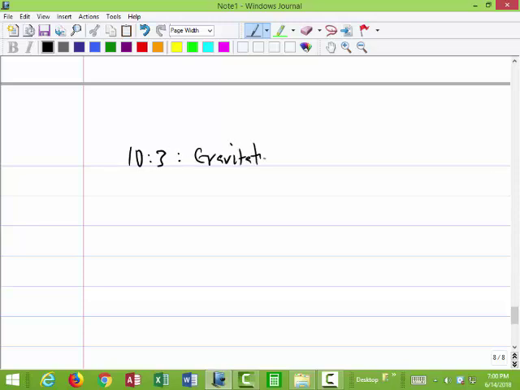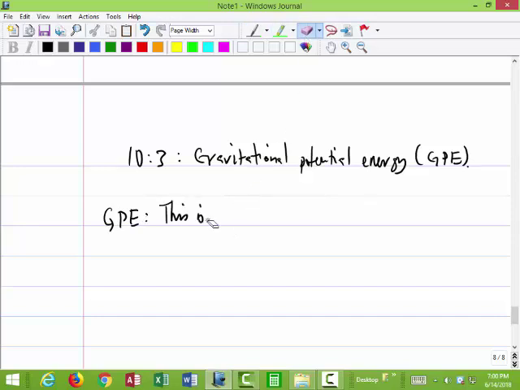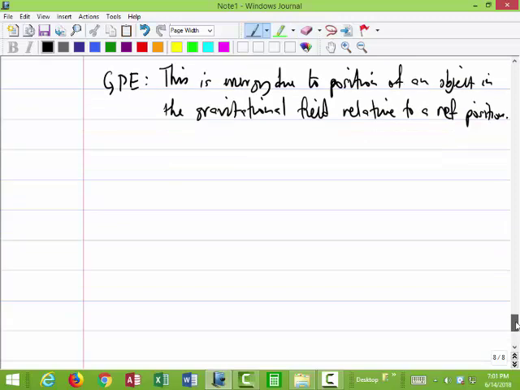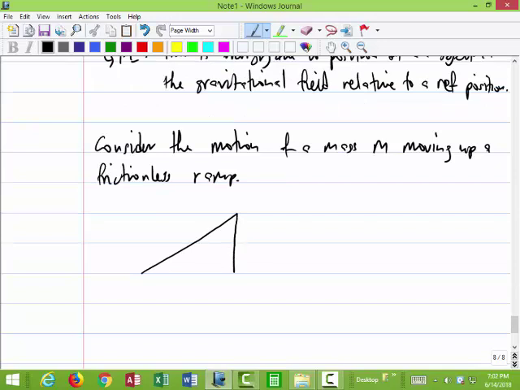gravitational potential energy. So gravitational potential energy is the energy an object has due to its position in the gravitational field, and it's a stored energy. Let's analyze the motion of an object moving along a ramp as a way to understand the concept of gravitational potential energy. So I'll draw the ramp this way, and we start off with the object in this position along the ramp, and we can say that it has initial velocity v subscript i, and it ends up here along the ramp with final velocity v subscript f.